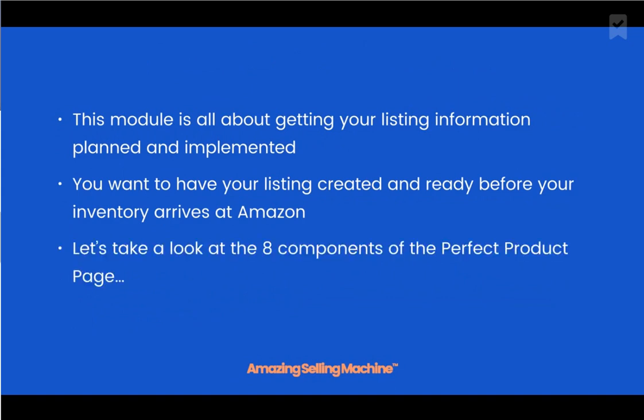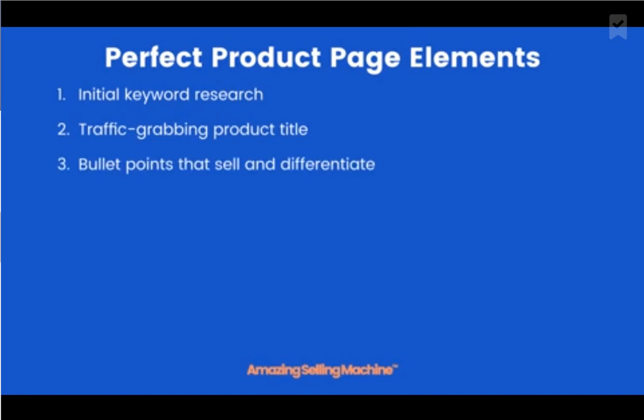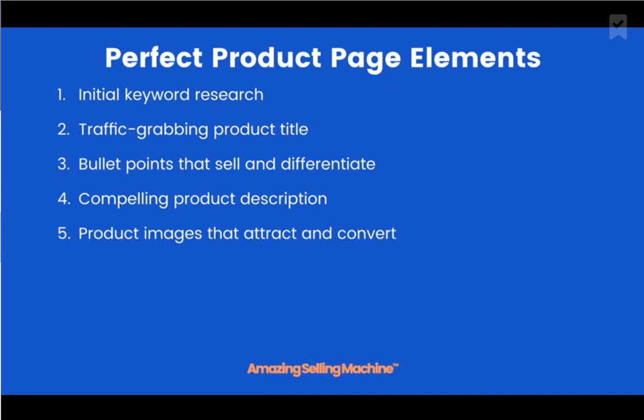So let's take a look at the 8 components of the perfect product page. 1. Initial keyword research. 2. A traffic-grabbing product title. 3. Bullet points that sell and differentiate. 4. A compelling product description. 5. Product images that attract and convert. 6. Product pricing for profit.